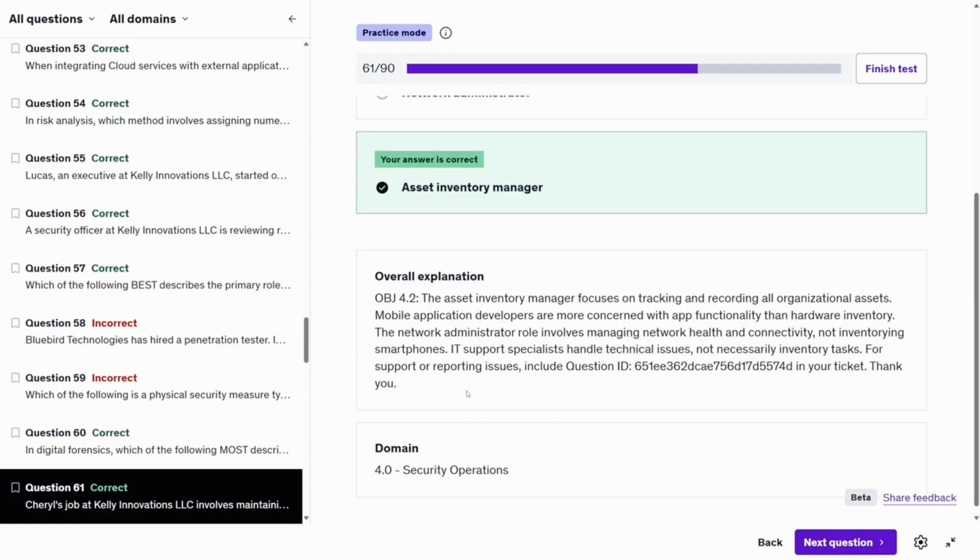Mobile application developers are more concerned with app functionality than hardware inventory. The network administrator role involves managing network health and connectivity, not inventorying smartphones. IT support specialists handle technical issues, not necessarily inventory tasks.